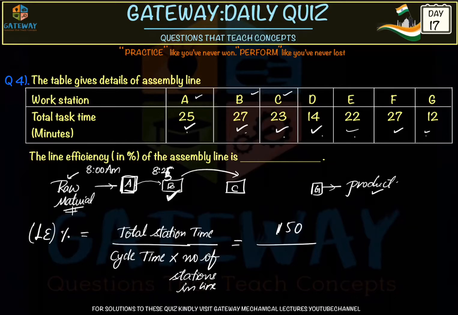So once our raw material entered at 8 a.m. and finished at A, now A is idle. Instead of keeping it idle, we will send one more raw material into station A. But the main thing is, at 8 a.m. our product enters, at 8:25 it will be here, and at 8:25 we give in one more raw material here. Then at 8:50 it will be entering B, but B takes 27 minutes. So our product can't enter, it should stay idle in the line itself.